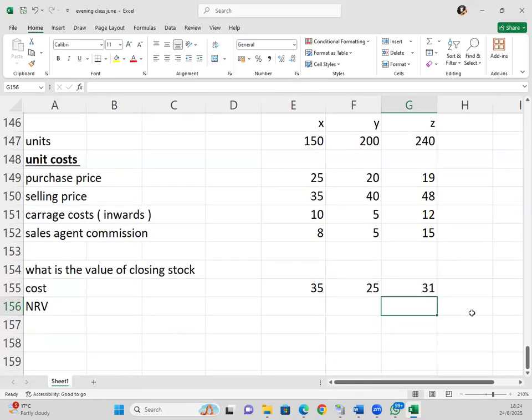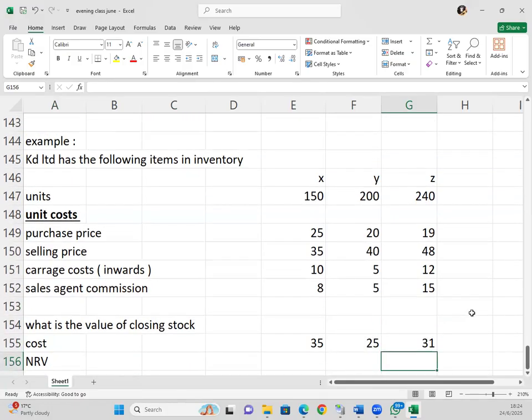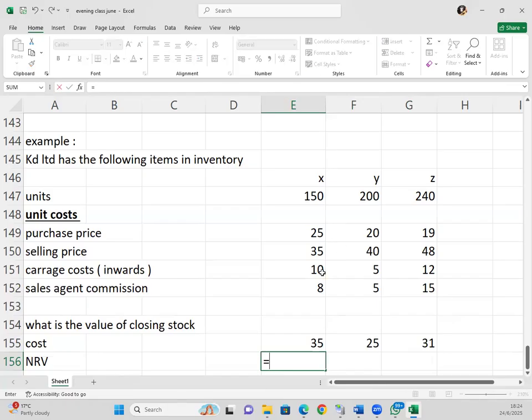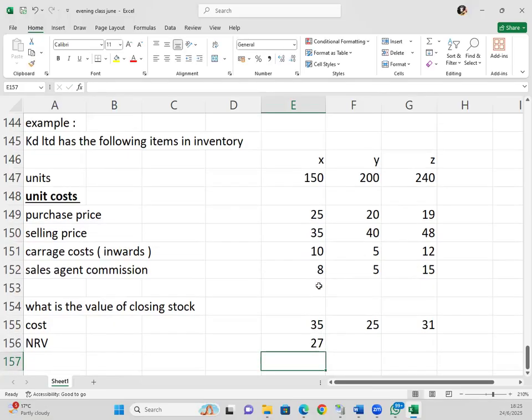Then the net realizable value of inventory. The net realizable value, we said, is the selling price less any selling cost. Let's start with X: the selling price, which is 35, minus the selling cost, which is 8. So the selling price minus the selling cost, we get our net realizable value.